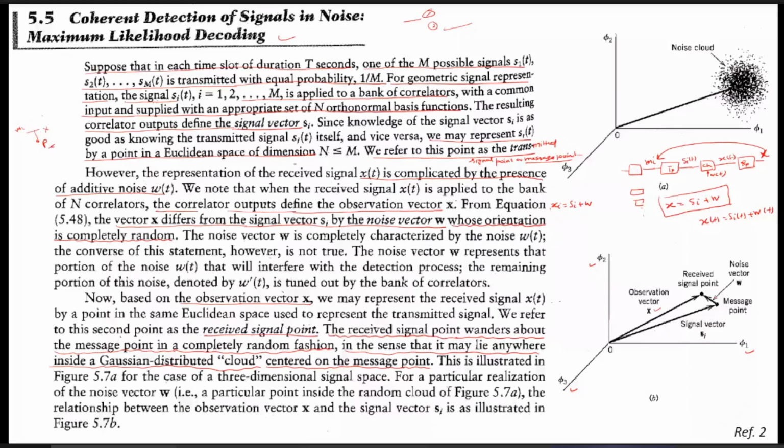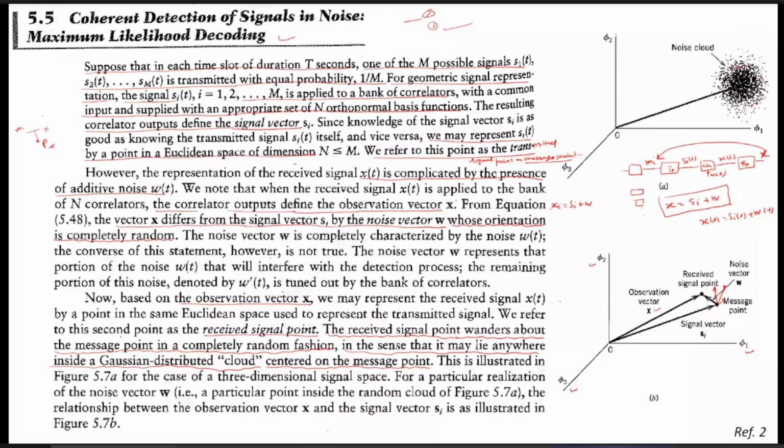Now, our aim is to observe this message point. We can observe it when this noise vector is 0. If the noise vector is 0, x will be the same as s_i, and we can easily detect this message. But unfortunately, we cannot avoid the noise, and the nature of this noise is random. Hence, we cannot say that this noise vector will be in these directions or those directions, or of this much magnitude or that much magnitude.